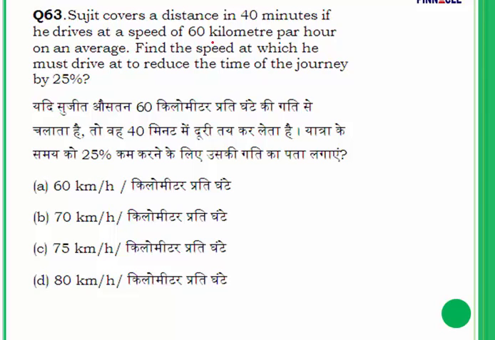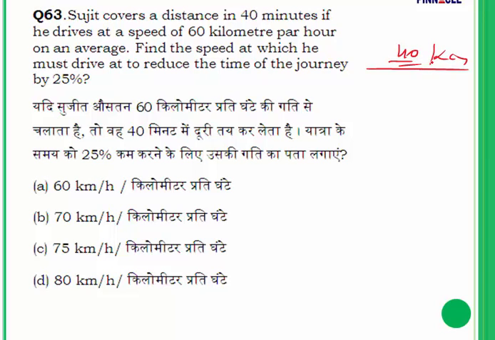On average, 60 km per hour. In 40 minutes, it means the total distance is, if he is completing 60 km in 60 minutes, then in 40 minutes he will cover 40 km. If his speed is 60 kilometers in 1 hour, then in 40 minutes he travels 40 kilometers, so 40 kilometers is the total distance.